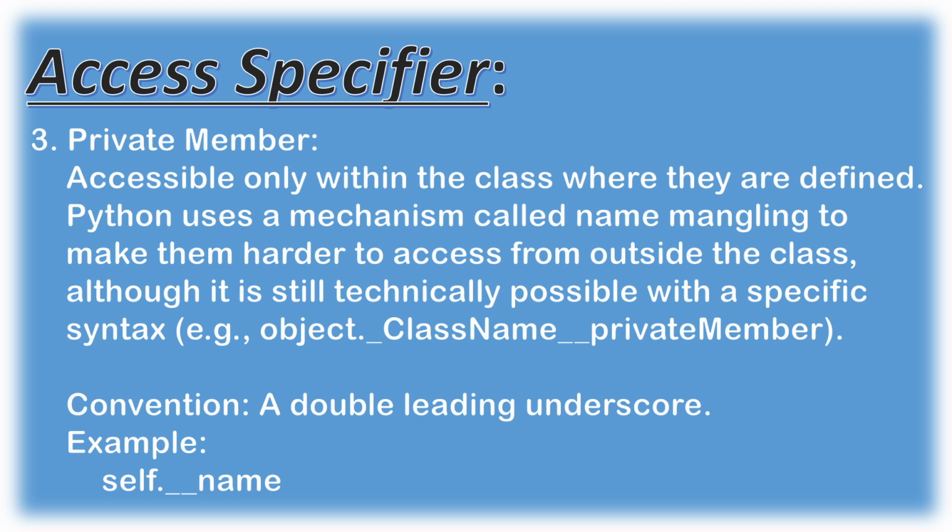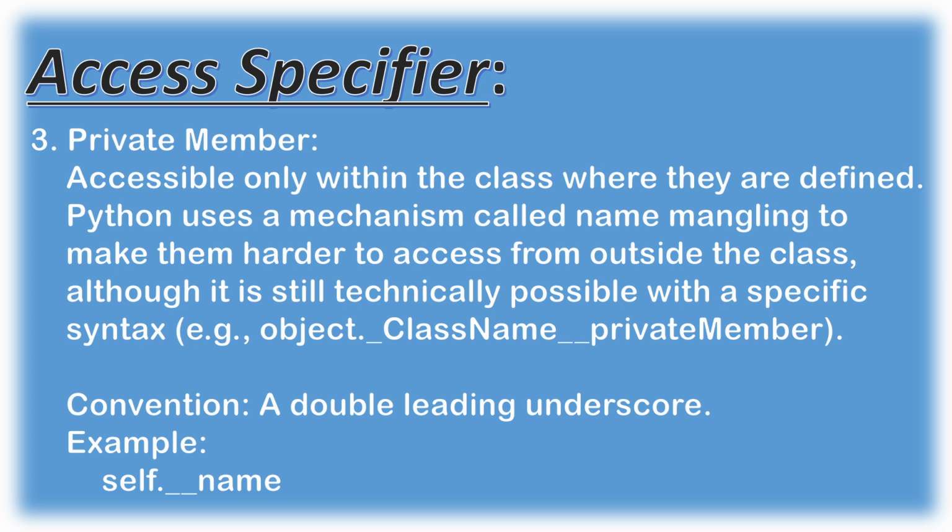So let me give you the summary. Public access specifier means it can be accessed globally. Protected access specifier means members can be accessed in the same class as well as the subclass. And private access specifier means members can be accessed only in the specific class.